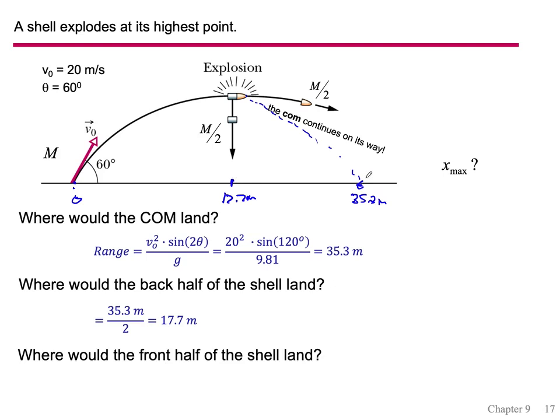Where does the other end of the shell have to land? If the center of mass has to be right here, and this one is 17.7 meters behind this one, where does the other piece of the shell need to land? It needs to land also 17.7 meters on this side, so that if we average these two masses, m and m, the center of mass is right in the middle. So where does the front half land? It ends 17.7 meters beyond where the center of mass would land, or about 53 meters.